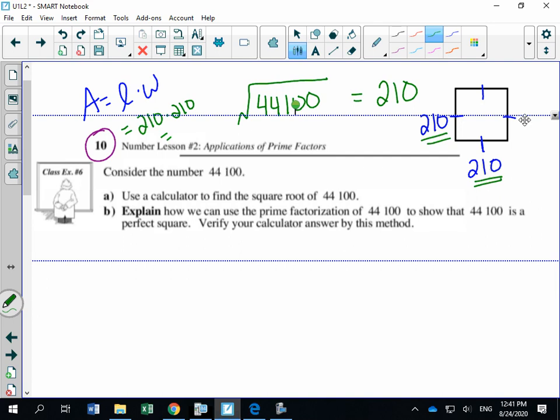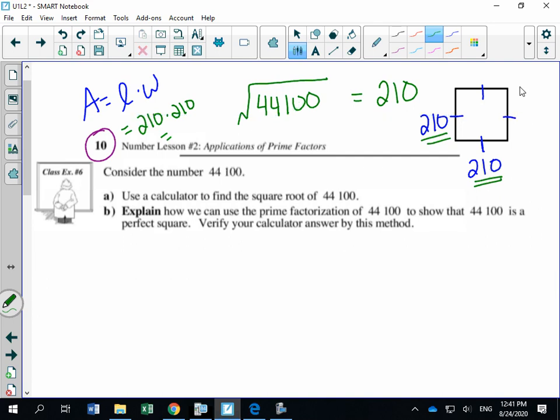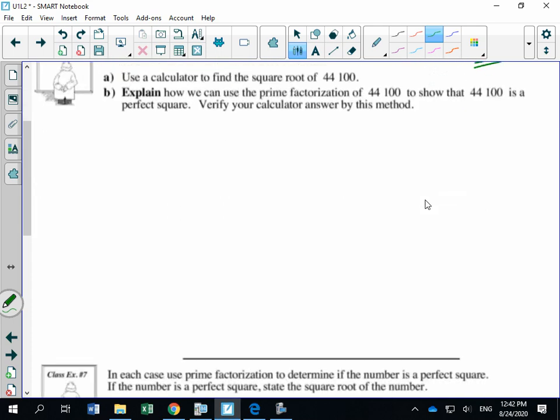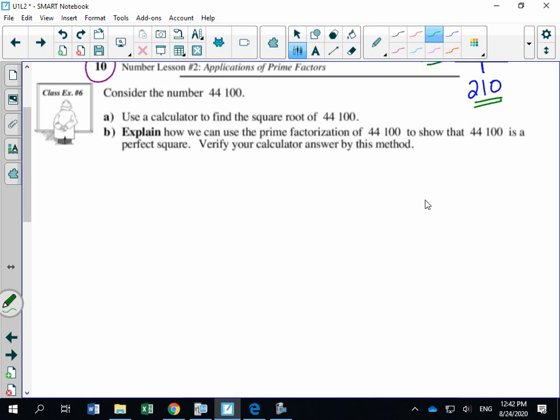Now on your test, I am not going to let you actually type in the square root of the number. You could to check your answer, but you have to know using prime factorization. Students always do well on these questions. They love these questions. So, explain how we could use prime factorization of that number to calculate the square root of this.